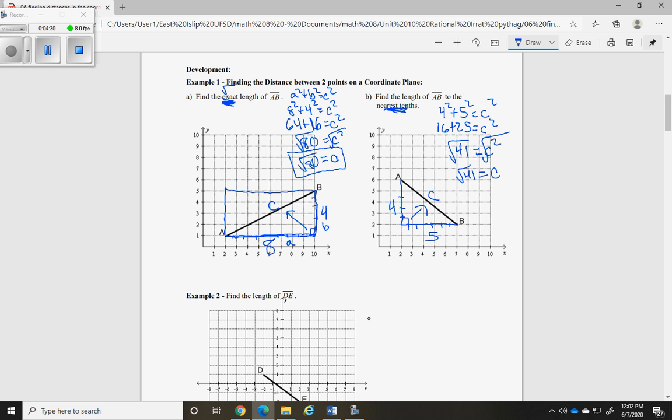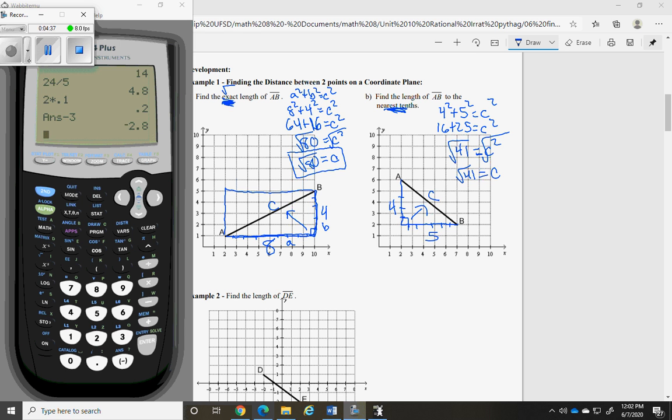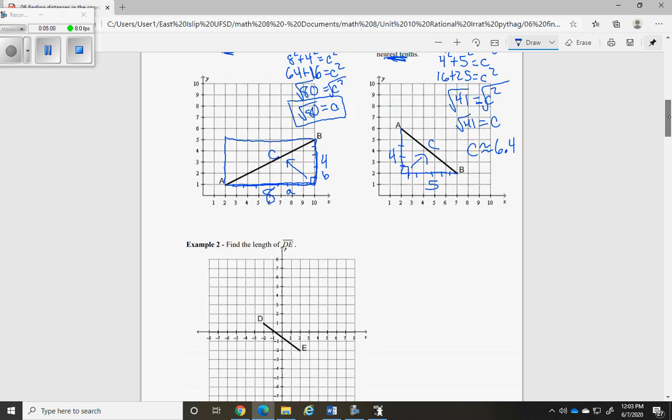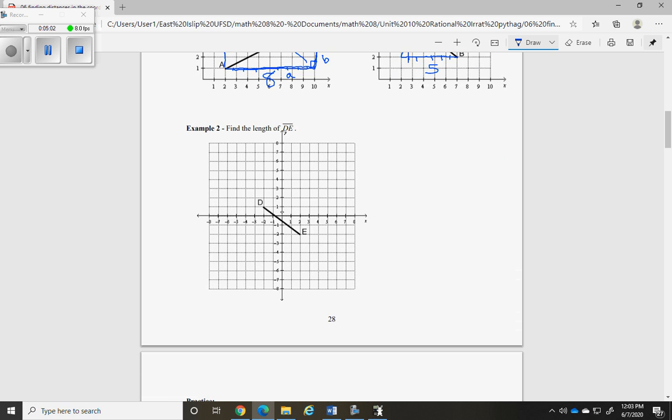That's an exact answer, but it does tell me to round. So let's get that calculator out. So on the calculator, I have to do the square root of 41. And to the nearest tenth, it would be 6.4. C is about 6.4 units. Why don't you give example 2 a try on your own? So hit pause and then check your answers with me.